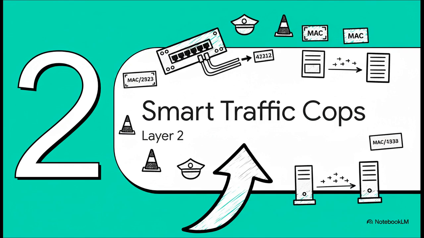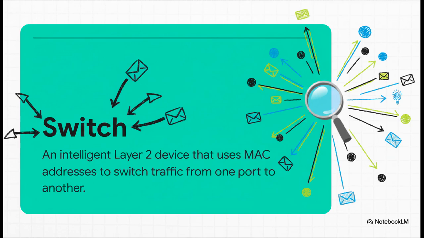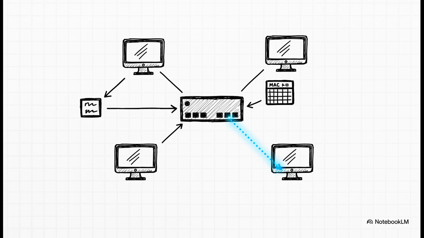And this is where we meet a much, much smarter kind of traffic cop. And here it is, the switch. Now, it might look a lot like a hub, but trust me, its intelligence is on a whole other level. As a layer 2 device, it's designed to connect local devices with precision, not by just shouting at everyone. So, how does it pull this off?